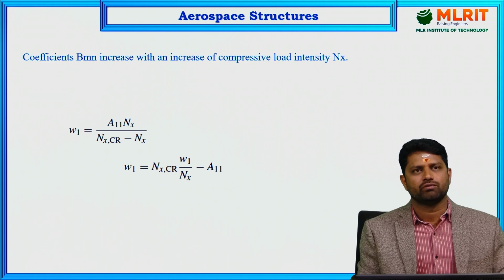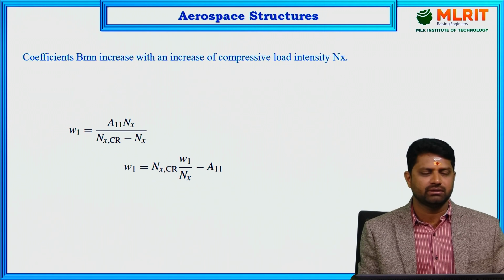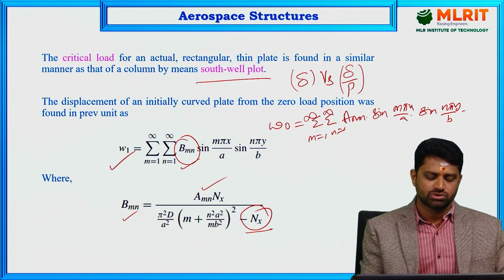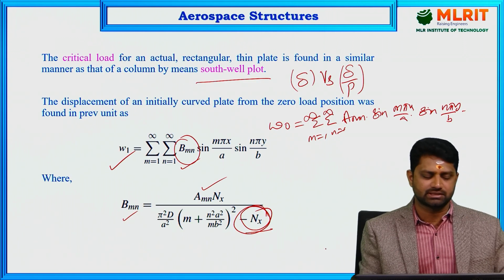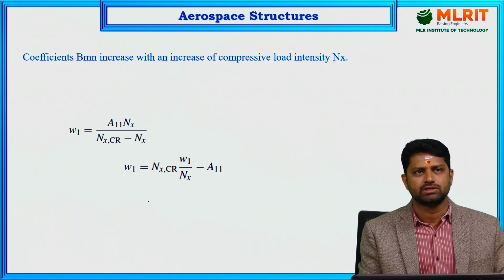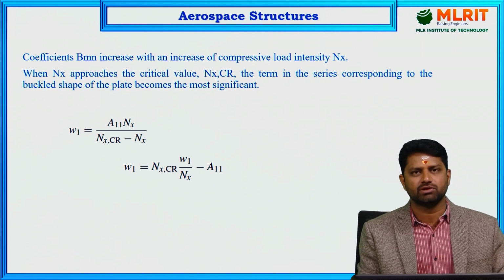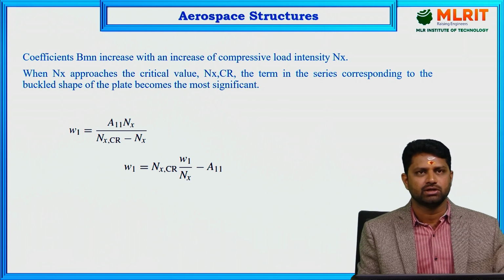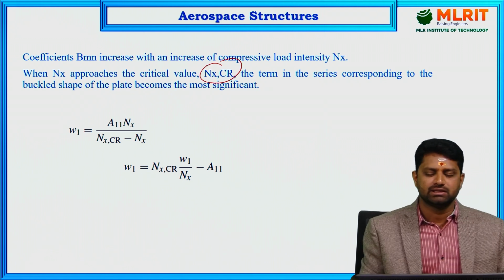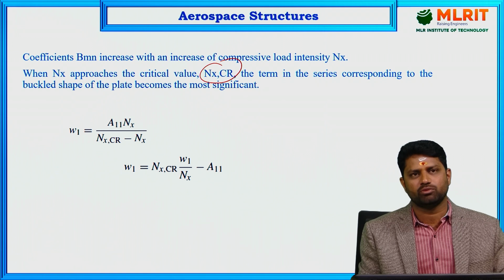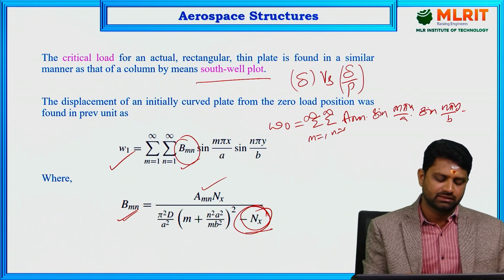Now, the coefficient Bmn increases with the increase of the compressive load intensity, that we can see from the diagram. If this Nx load increases, Bmn increases. So coefficients Bmn increase with an increase of compressive load intensity Nx per unit length. And when Nx approaches the critical value, given by Nx critical, the term in the series in the formula that corresponds to the buckled shape of the plate becomes the most significant. So what is that? The term in the series.